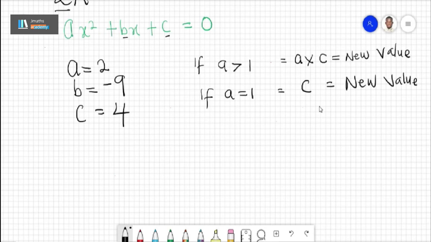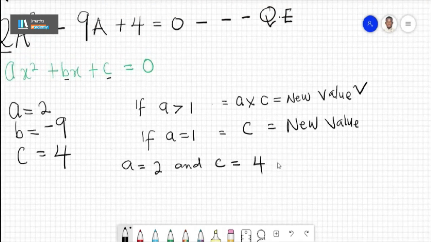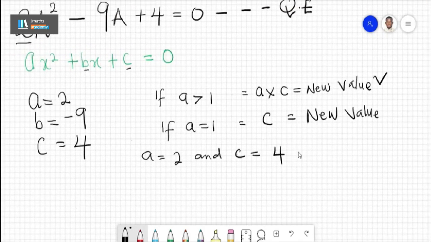So in our question, a as a coefficient of A squared is greater than 1, so we use this formula to determine our new value. So what is a in our equation? a is equal to 2 and c is equal to 4. So for us to get our new value, multiply a by c, which is 2 times 4, and this will give us 8.